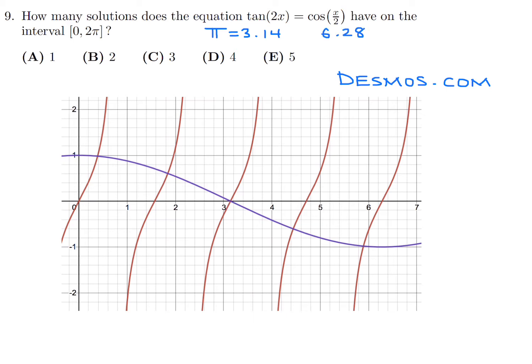So we only have to be concerned with this graph till about 6.28, which is approximately here, I think, until there. So how many times do these graphs cross? We have 1, 2, 3, 4, and 5. 5 points of intersection. So number 9, the answer is E.